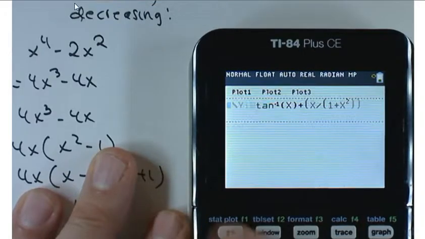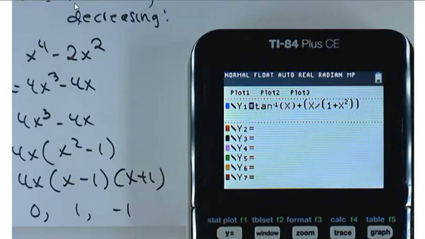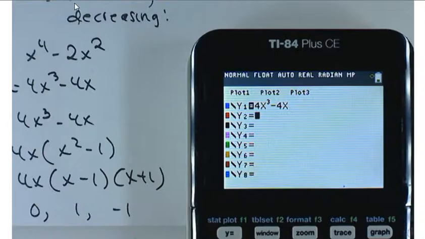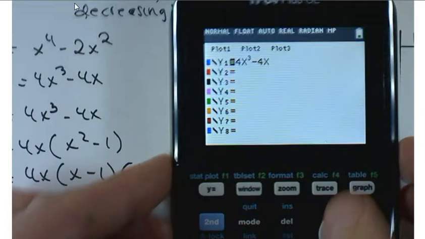Hit the y equals key and let's program in the derivative. So clear out anything that's there. 4x cubed minus 4x. Now there's a setting that we adjusted a while ago, and that was for your tables. Let's make sure that it's set up the proper way.